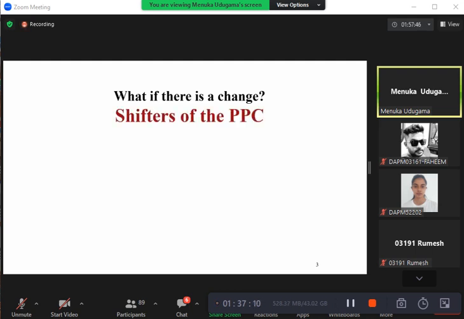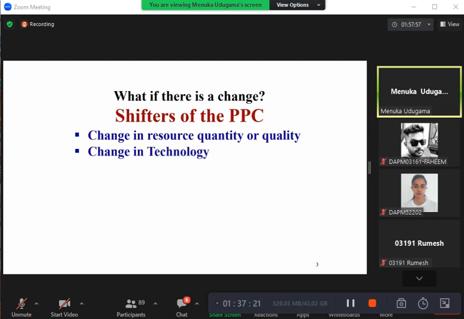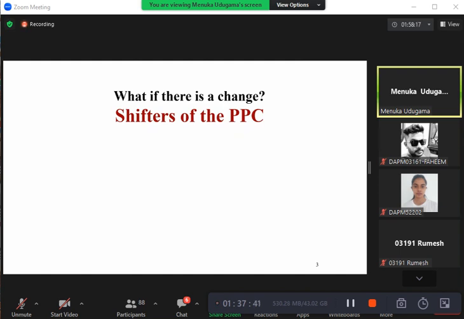Right, so what factors would shift the production possibility curve? A change in resource quantity or quality can push the curve forward. A change in technology, if you mechanize the farm, or bring in better software, better packages, better machines, could improve or push the curve forward. A change in trade and specialization would increase efficiency, and that would push the curve forward.